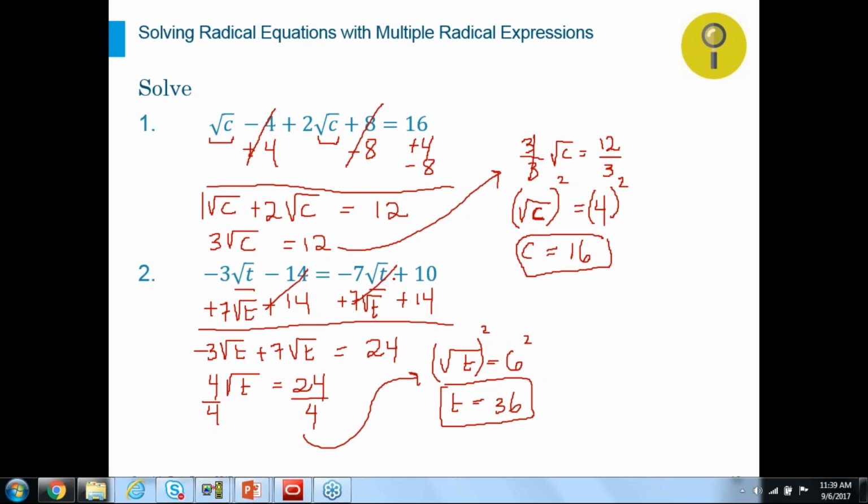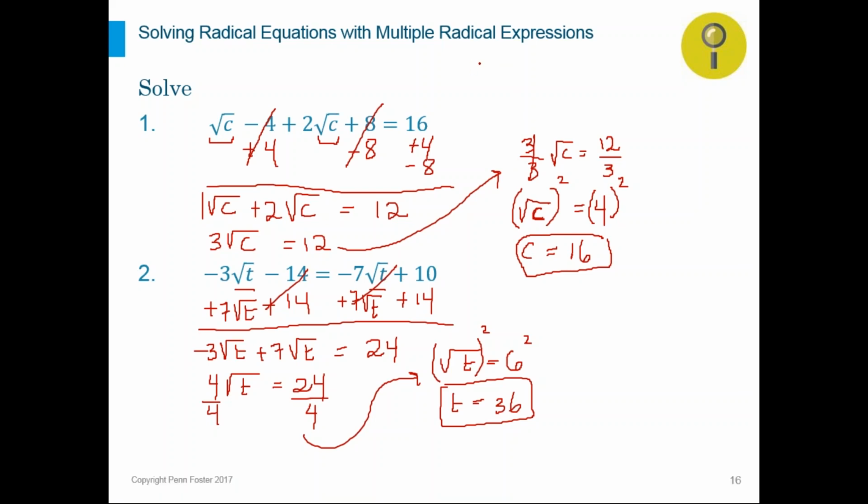Zaina is asking, how come 4 squared is 16? Remember, when you square a number, you multiply the number times itself. So for example, 4 squared does not equal 4 times 2. 4 squared equals 4 times 4, 2 times, that's why the exponent is 2.